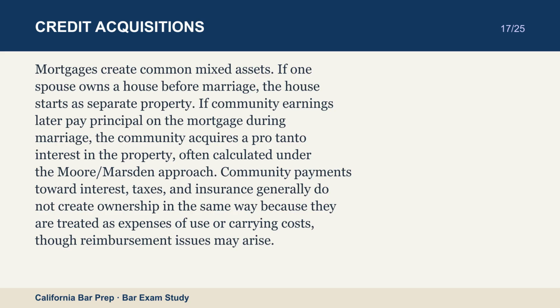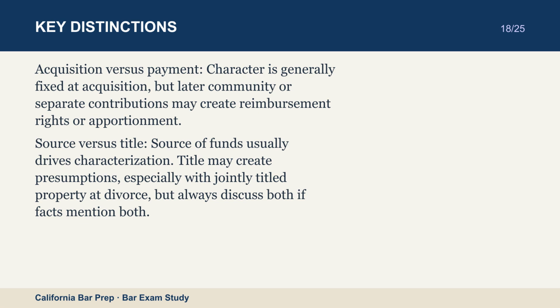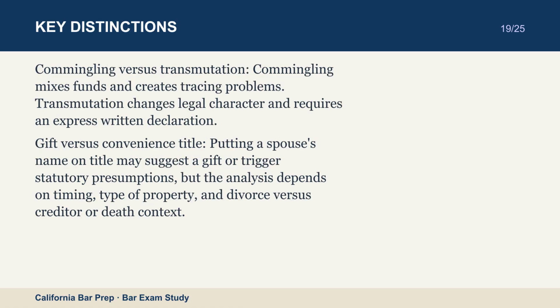Acquisition versus payment. Character is generally fixed at acquisition, but later community or separate contributions may create reimbursement rights or apportionment. Source versus title. Source of funds usually drives characterization. Title may create presumptions, especially with jointly titled property at divorce, but always discuss both if facts mention both. Commingling versus transmutation. Commingling mixes funds and creates tracing problems. Transmutation changes legal character and requires an express written declaration. Gift versus convenience title. Putting a spouse's name on title may suggest a gift or trigger statutory presumptions, but the analysis depends on timing, type of property, and divorce versus creditor or death context.